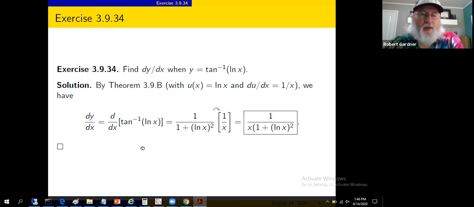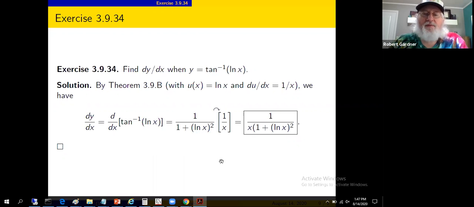So if you want to differentiate this composition, we'll differentiate the outer function. What do you get when you differentiate a tangent inverse function? 1 over 1 plus the stuff inside squared. So we get 1 over 1 plus the stuff inside squared. The stuff inside is the natural log function. Chain rule says we'll have to multiply by the derivative of that stuff inside, that natural log function, and that's 1 over x.